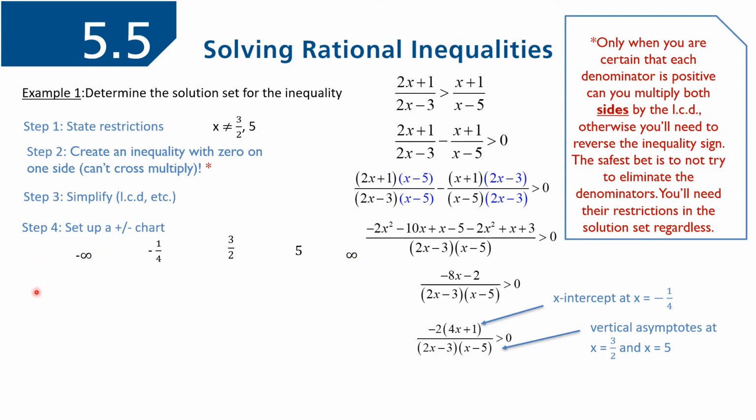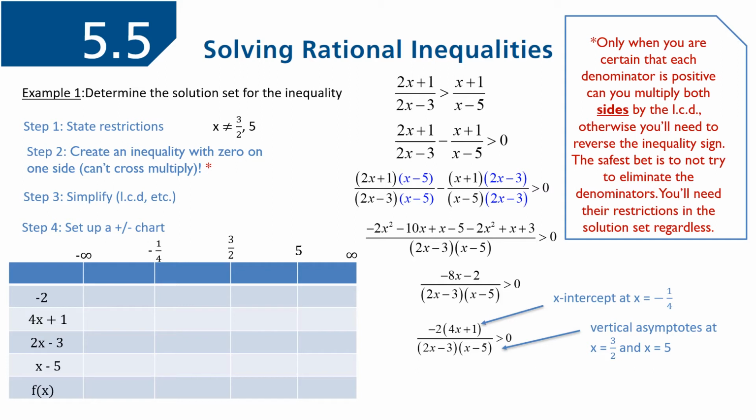Now down the side, I'm going to put all of my factors, all of them. Even that -2 is a factor. Every factor goes down the side. There's a -2, 4x plus 1, 2x minus 3, and x minus 5. So there's all my factors. So now that I have that, I can kind of throw a chart in there. Oh, f at x at the bottom, sorry. There's my chart.